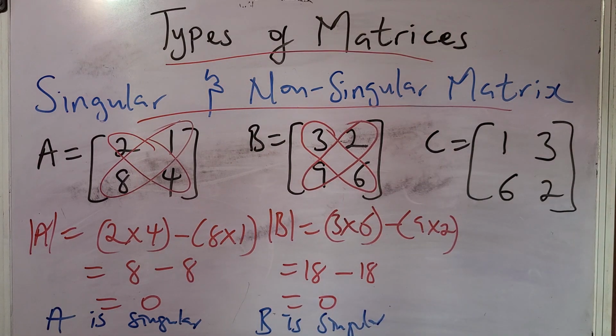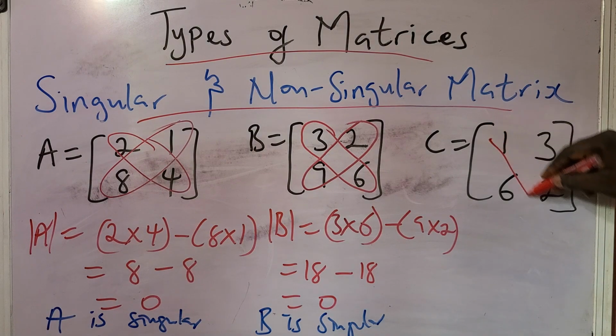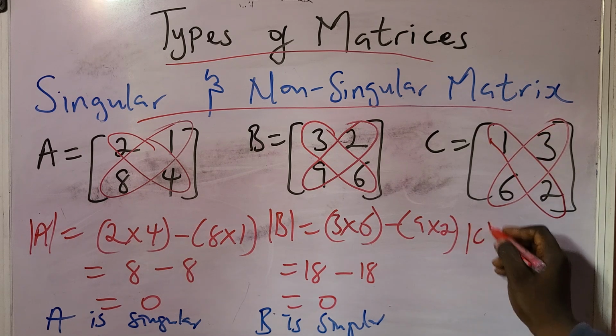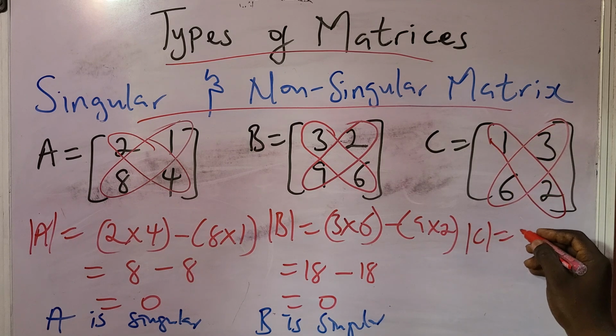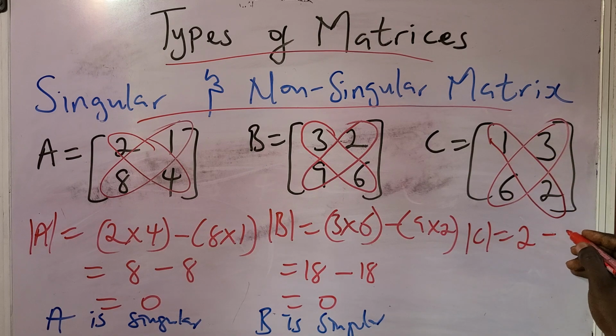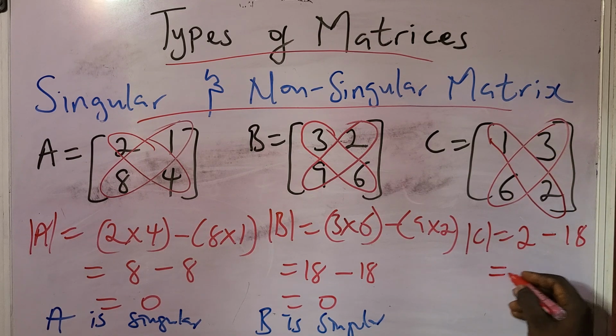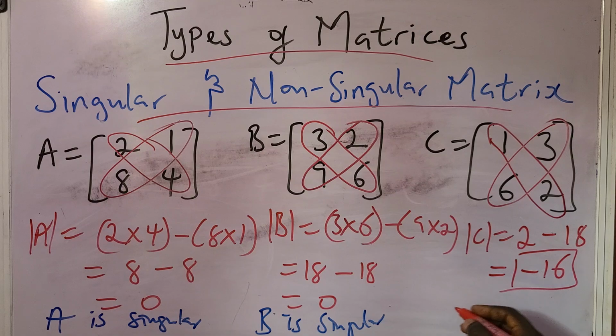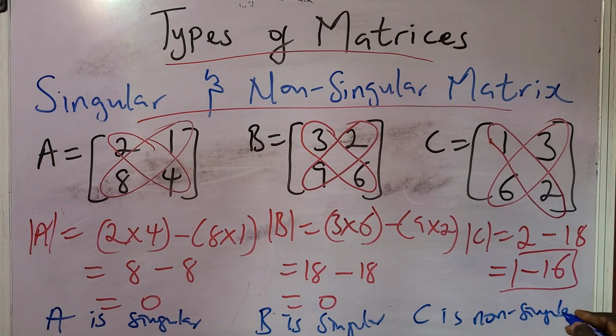Let's check out matrix C. Of course, you are multiplying the leading diagonal, subtracting it from this diagonal. So the determinant of matrix C will be 1 times 2, that's 2, minus 6 times 3, 18. So what you have here is 2 minus 18, which is minus 16. This is not 0. So therefore, we conclude that matrix C is non-singular.